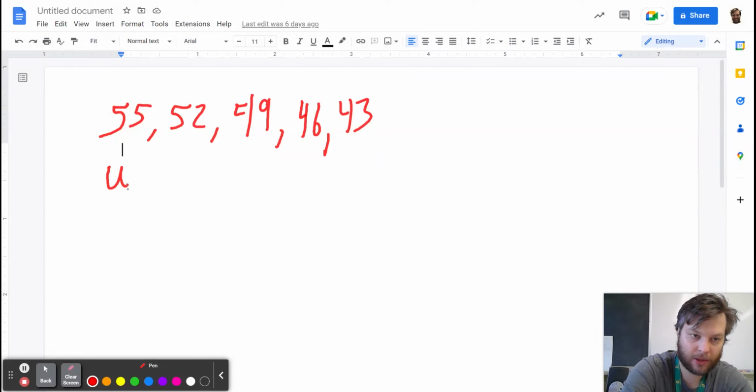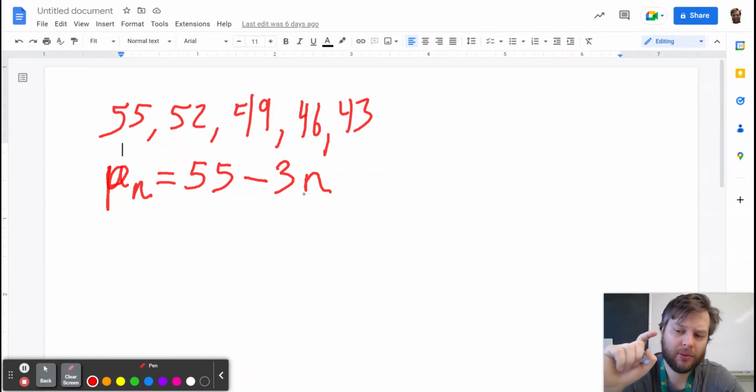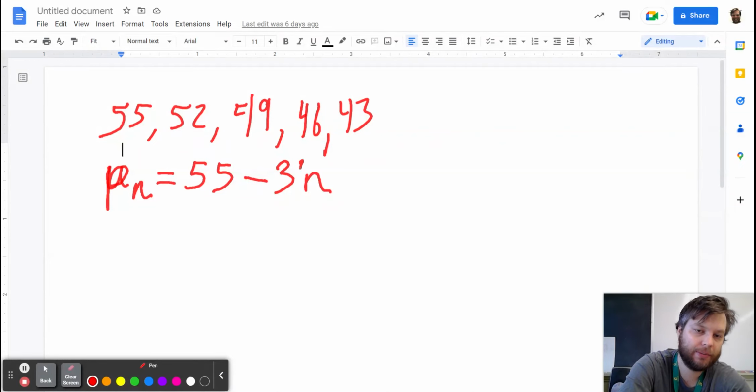So if I want to think about what the nth term is, maybe I'll call it P. This is payments. The nth term is, well, his first payment was 55. Each payment after that goes down by 3. I can't write 3n because if I write 3n and I try plugging in 1 for the first term, I would be at 55 minus 3. So I go 55 minus 3 times n minus 1.